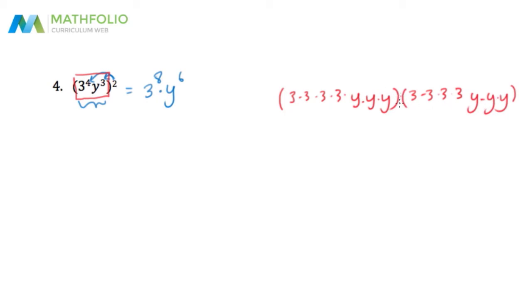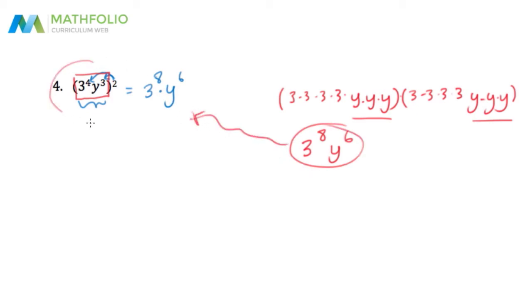Remember, everything's multiplying here, so I could just even drop these exponents right now. But if we count the number of 3's, we've got 8 of them, all multiplying. So 3 is multiplying by itself 8 times, and y is multiplying by itself 6 times. So again, we get the same answer, just much quicker if we remember the laws of exponents. We get straight to the answer.